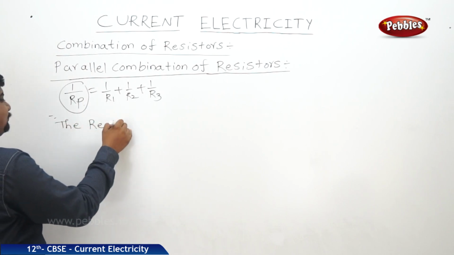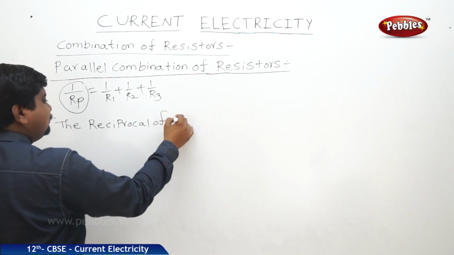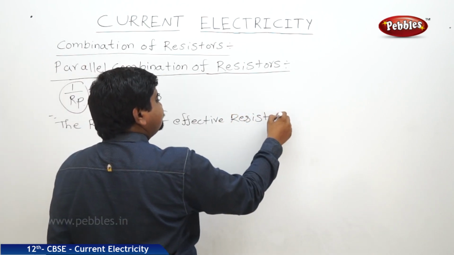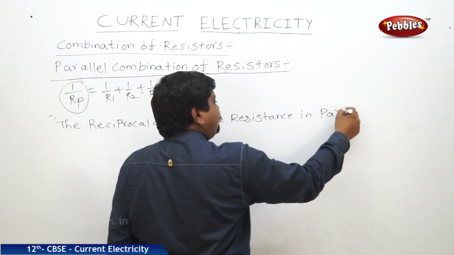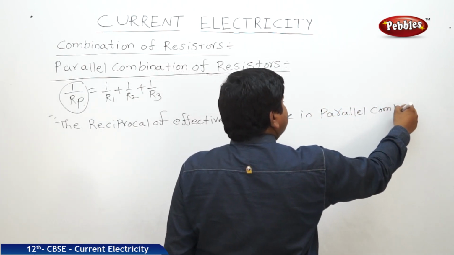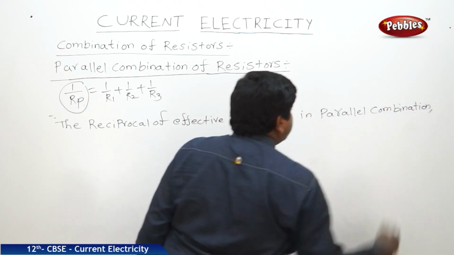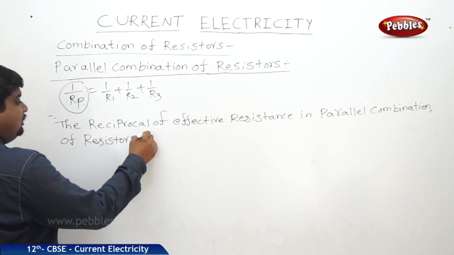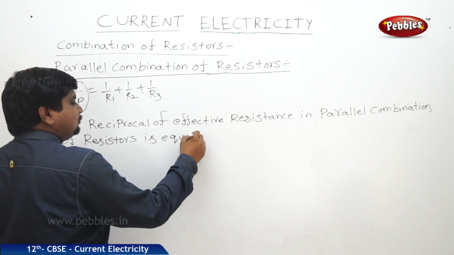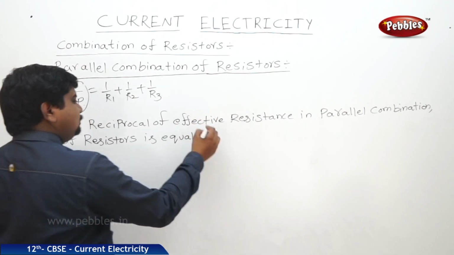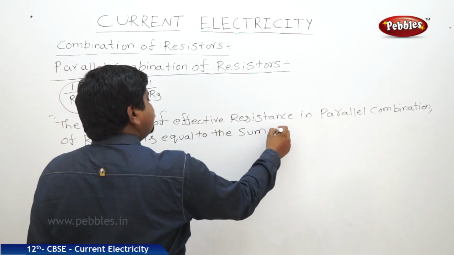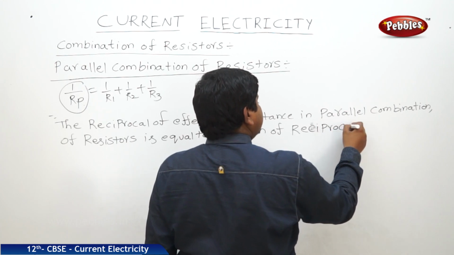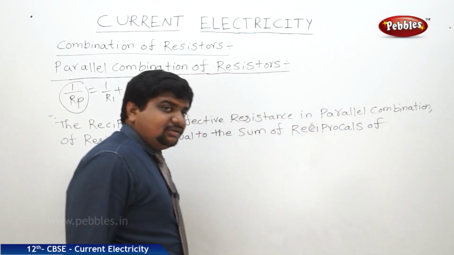The reciprocal of effective resistance in parallel combination of resistors is equal to the sum of reciprocals of individual resistances.